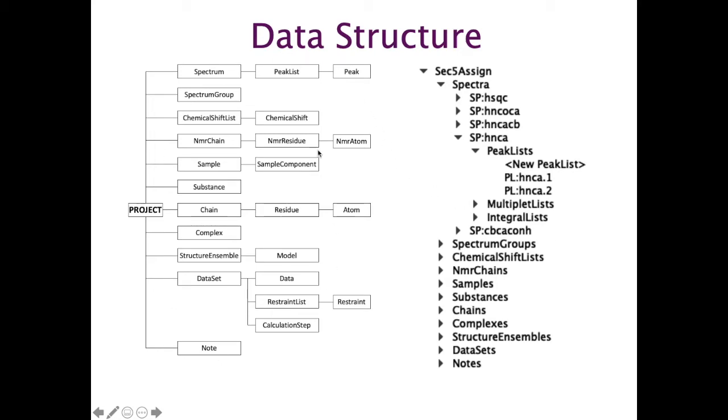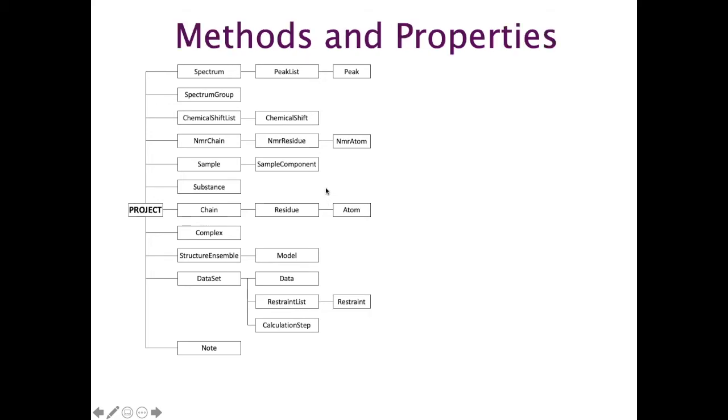Now, each of these different types of data, we refer to as classes, and each data item within that we refer to as an object. All these different types of data, these classes, have associated with them so-called methods and properties. Methods you can think of simply as subroutines or functions. Properties you can essentially think of as variables. And these will enable you to access and manipulate all your objects, all your bits of data in your project.